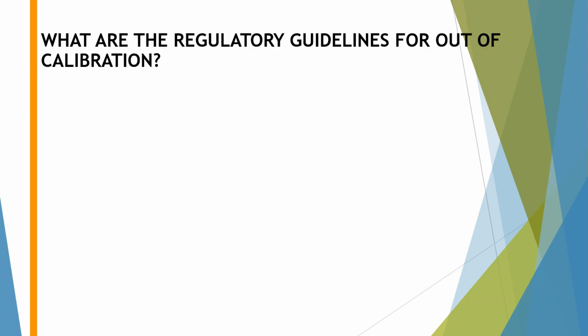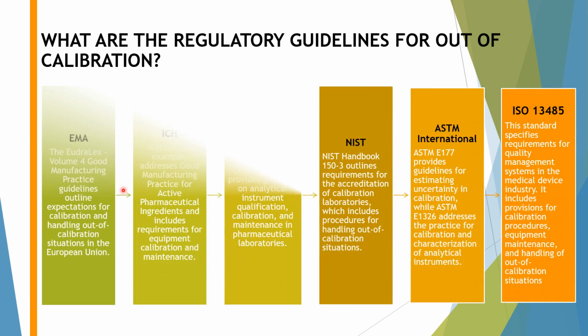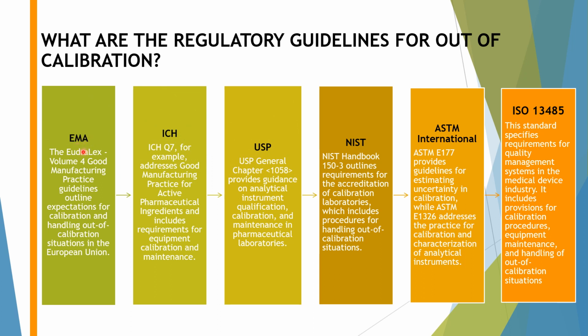Now in this slide we will discuss which guidelines talk about out of calibration results, right? The first one is the EMA, that is European Medicines Agency. EudraLex Volume 4, that is the Good Manufacturing Practices guideline, describes the expectations for out of calibration results and handling of out of calibration results, right? Next is ICH Q7, that is International Conference on Harmonization Q7, which describes the expectation of equipment calibration and maintenance, right?